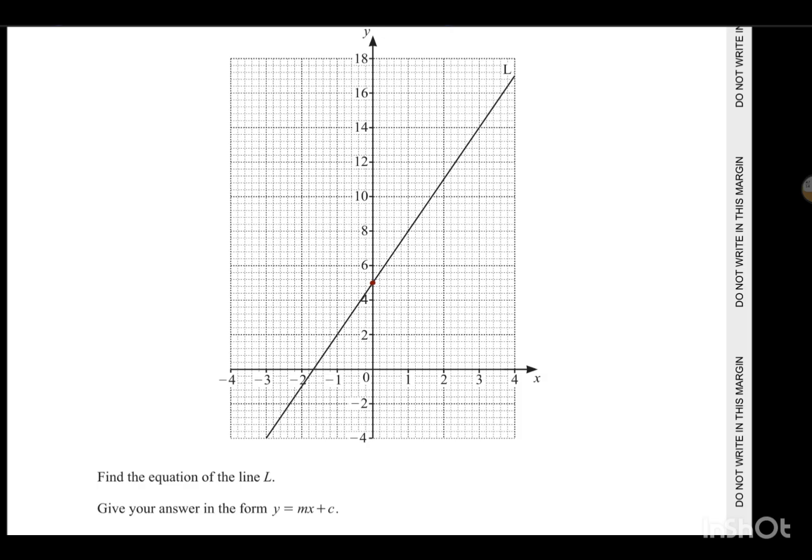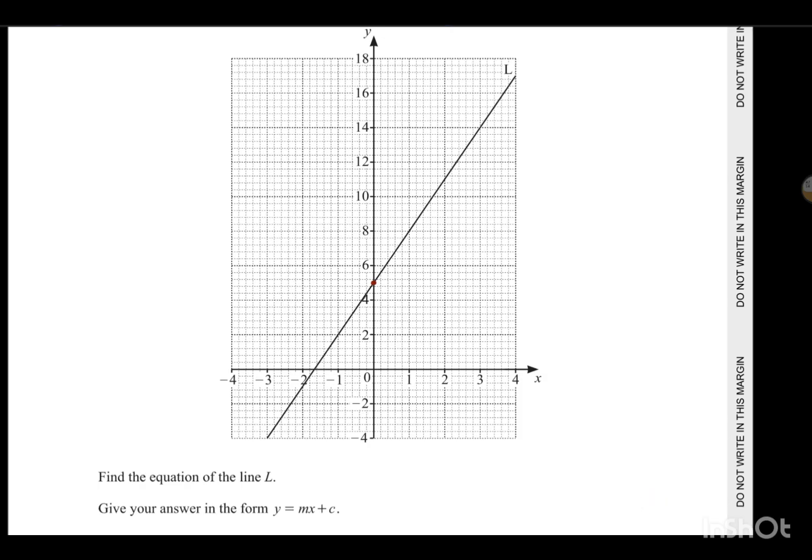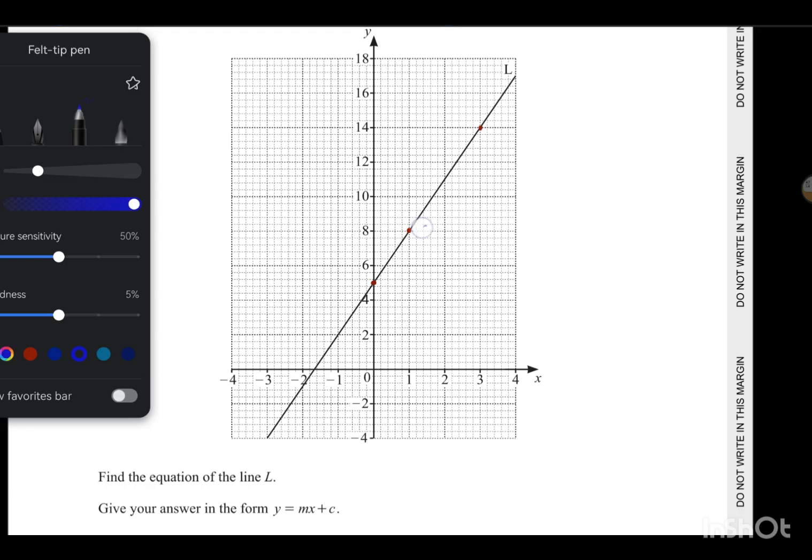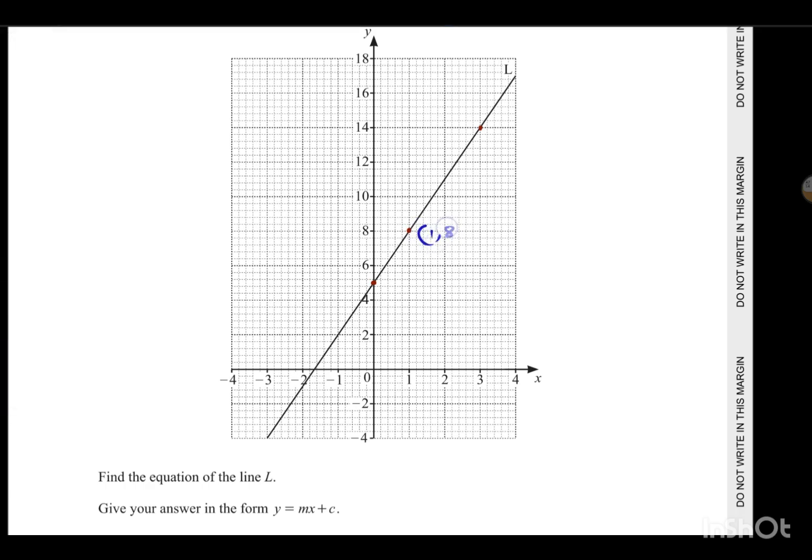So gradient, how to check it? Take any coordinate which is exactly at a grid point, don't take one in between. So I'll take here 8. On the x axis it is 1 and on the y axis it is 8. And let me take this other spot also, it is 3 and 14. So write these coordinates: this is (1, 8) and this is (3, 14).